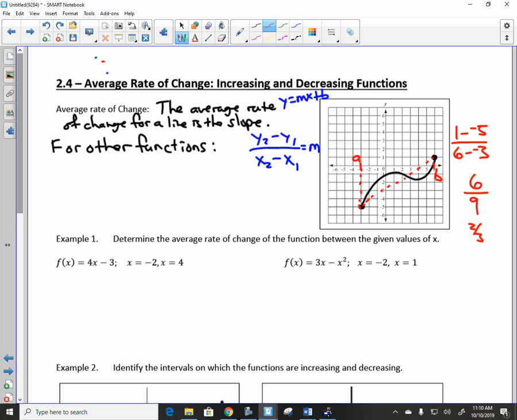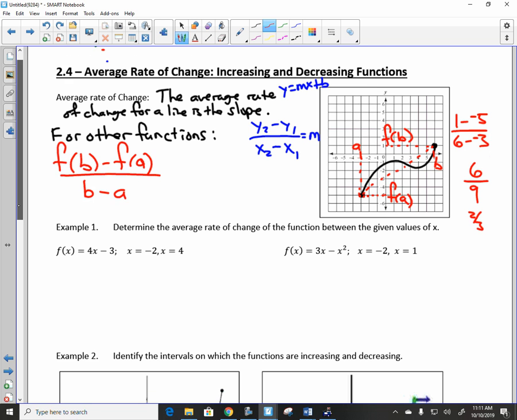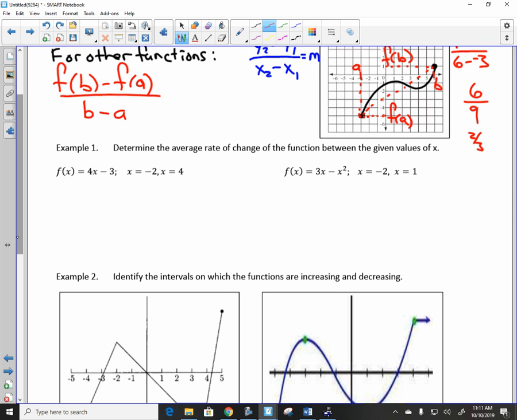So the output of A, we say, is f of A. And the output of B, we say, is f of B. So for other functions, we like to use this notation: f of B minus f of A, all divided by B minus A. And that's what we refer to as the average rate of change of a function. We're going to look at it graphically, and we're also going to look at problems algebraically.